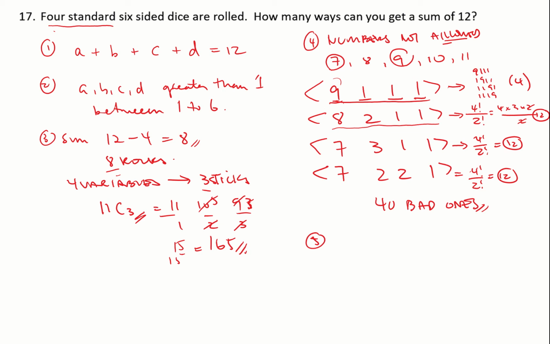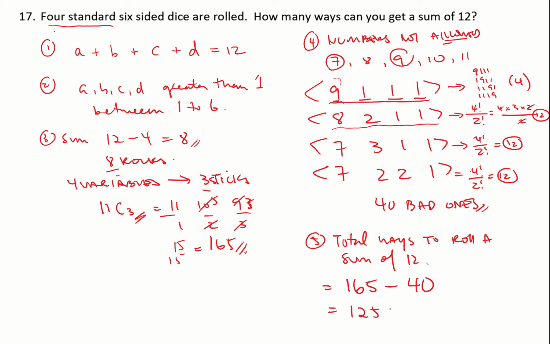So altogether, number 5, the total ways to roll a sum of 12 will be equal to 165 ways minus the 40 that are bad. So altogether you have 125 ways. Okay, and that's it.